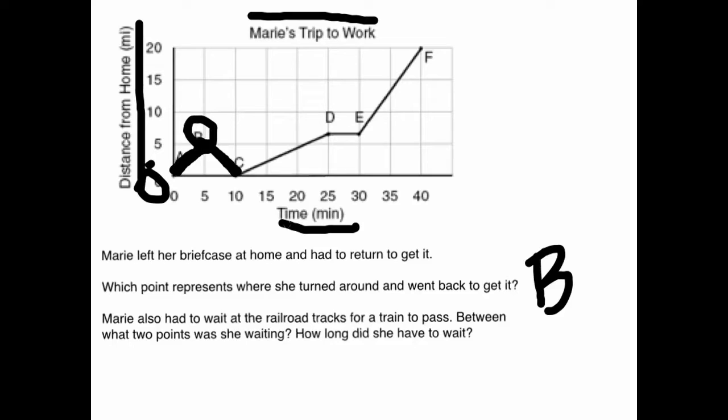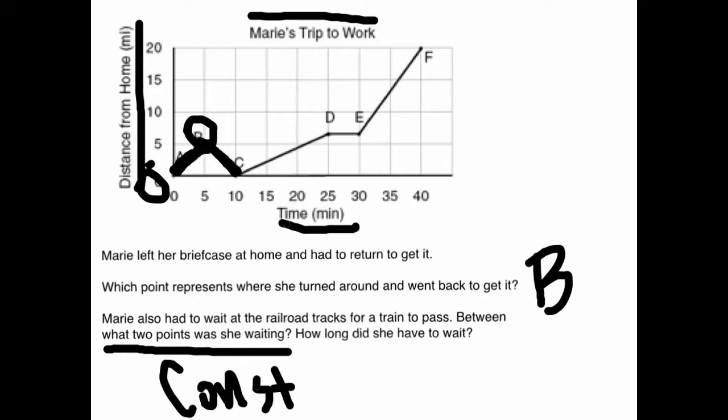All right, it also says Marie also had to wait at the railroad tracks for a train to pass. Between what 2 points was she waiting? How long did she have to wait? So what I'm looking for is, if it says that she was waiting, that means that her slope is not going to be increasing or decreasing. It's going to be constant, which means it's not going to be changing at all. So I need to look for the 2 points where the slope is completely constant, which is between D and E.